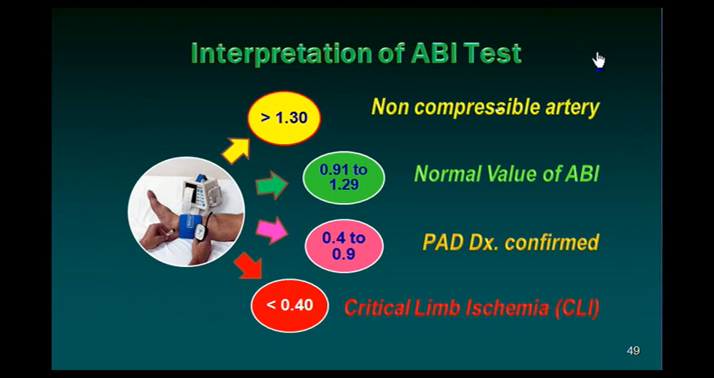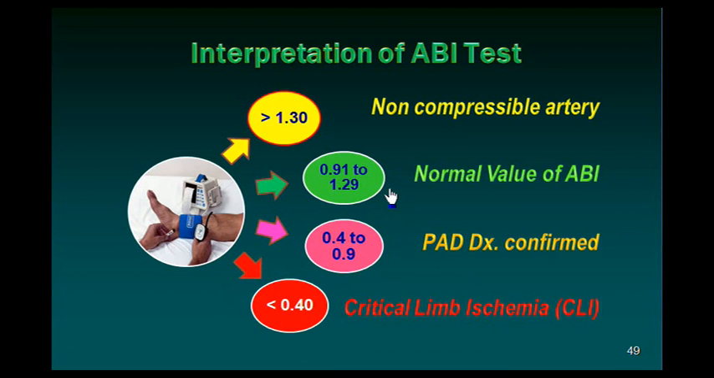Normally, the systolic pressure in the arm should be the same as the systolic pressure at the ankle. So the ankle brachial index, or ankle pressure divided by brachial pressure, should be almost 1. Down to 0.9 it is normal. If the ankle pressure is 90% of the brachial pressure, it is okay. Anything less than that, between 0.9 and 0.4, means the diagnosis of PAD is confirmed. If the ankle pressure is 40% of the brachial pressure, or 0.4 ABI, then this is critical limb ischemia.